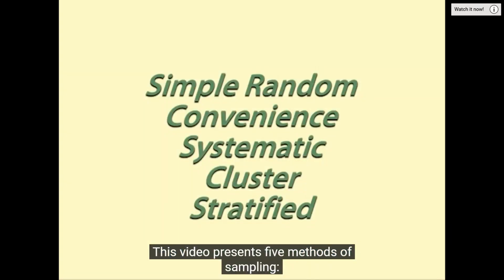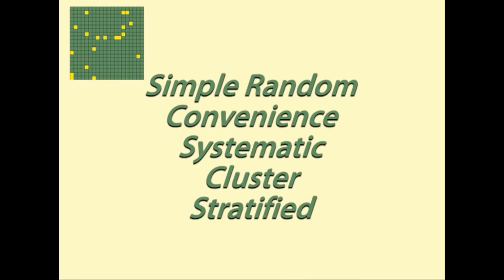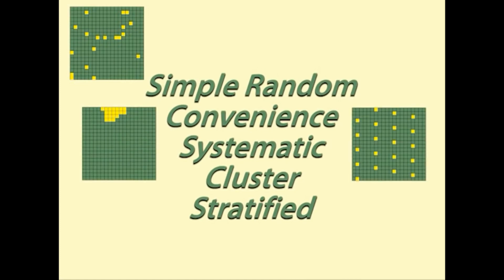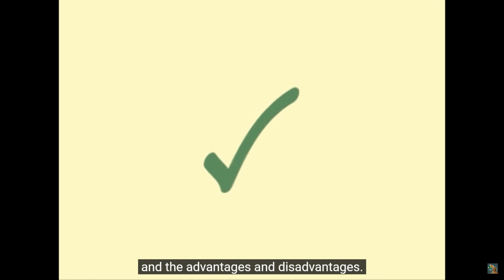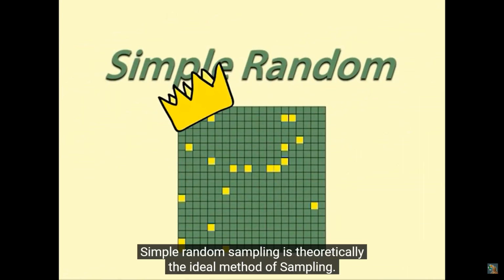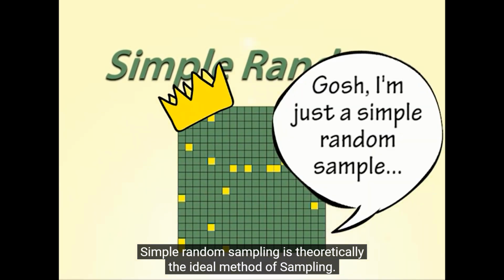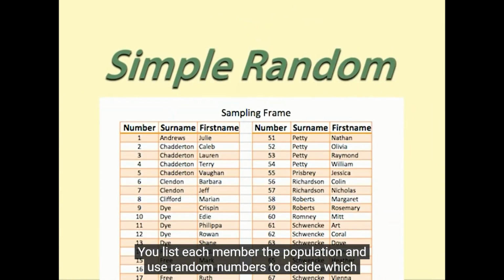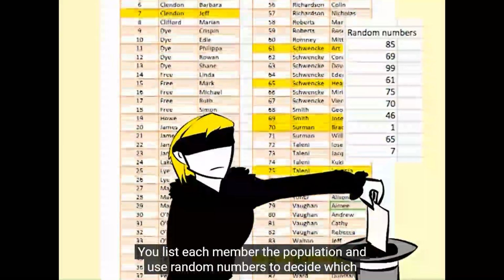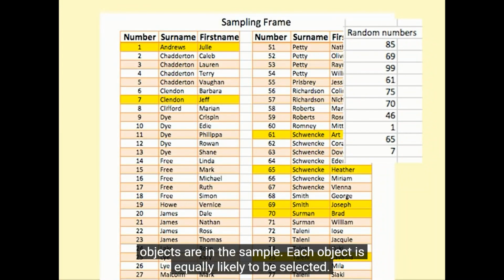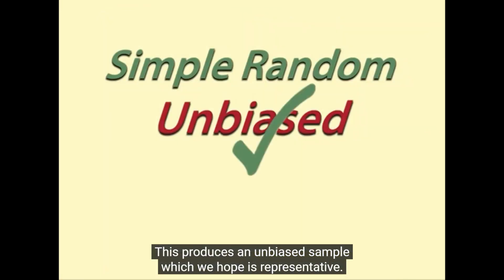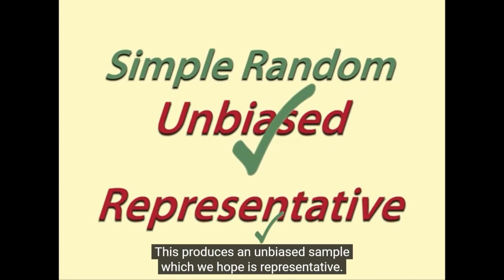This video presents 5 methods of sampling: simple random sampling, convenient sampling, systematic sampling, cluster sampling, and stratified sampling. For each method, we will outline the process and the advantages and disadvantages. Simple random sample. Simple random sampling is theoretically the ideal method of sampling. You list each member of the population and use random numbers to decide which objects are in the sample. Each object is equally likely to be selected. This produces an unbiased sample, which we hope is representative.